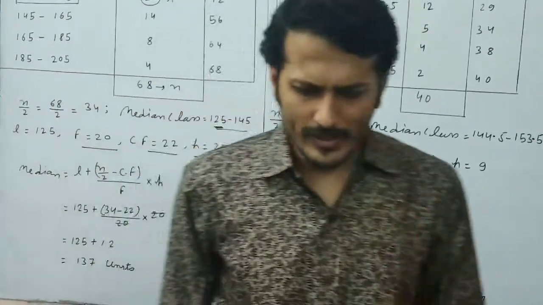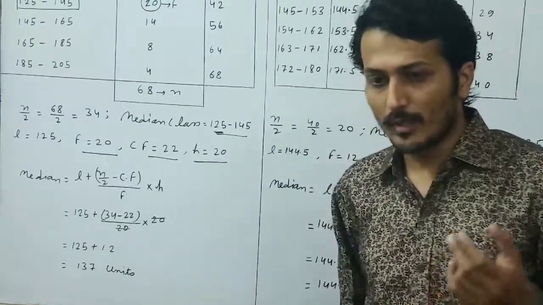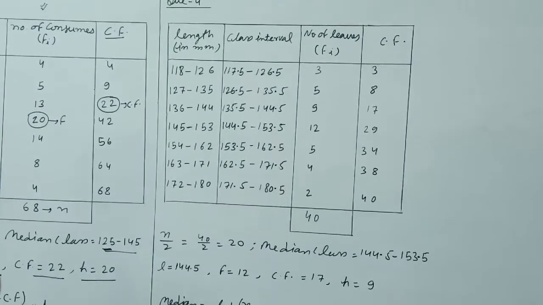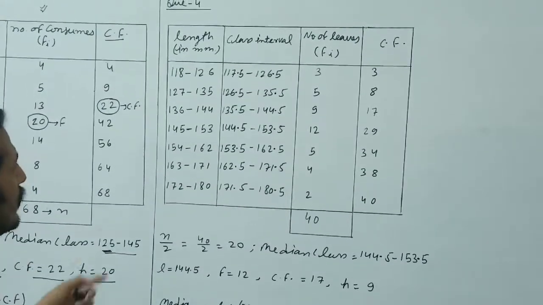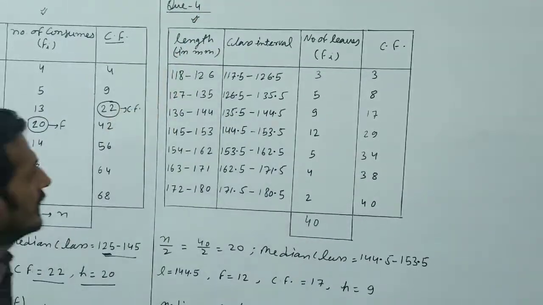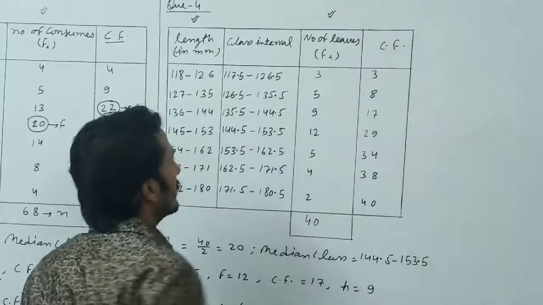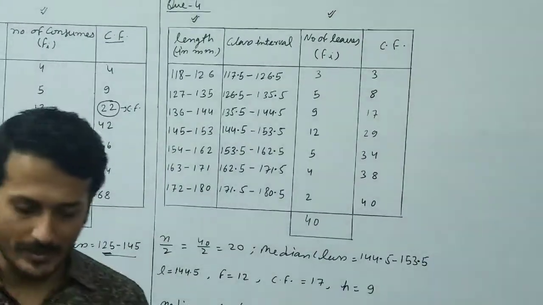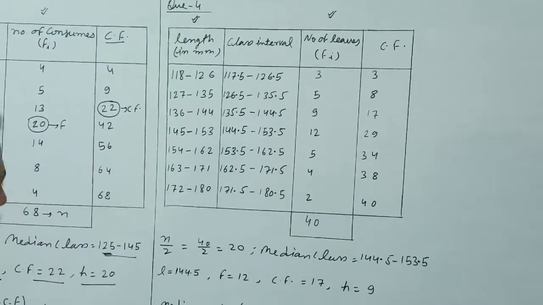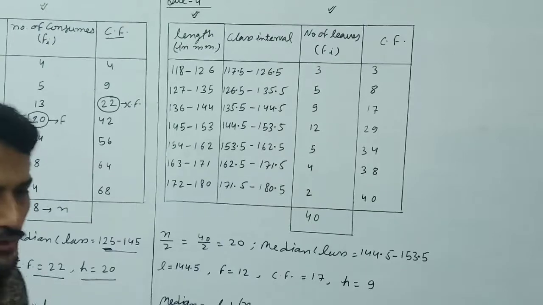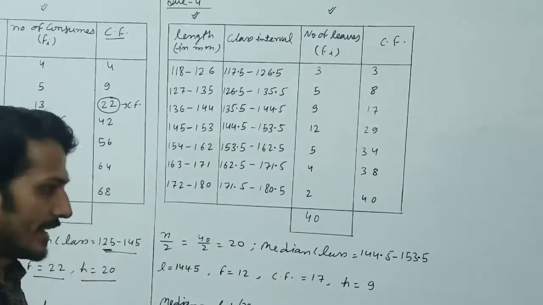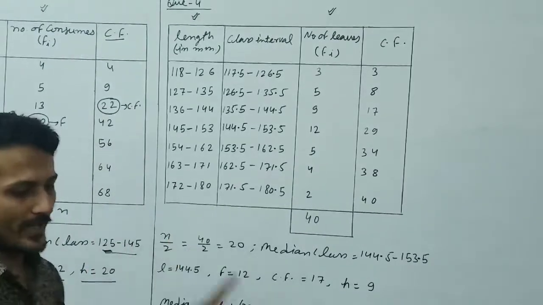Now to understand it better, let's take one more question, question number 4, and the data is for the length of leaves. We are given the class intervals, the length in millimeters, and the number of leaves. First we need to observe that the class intervals given are inclusive data. So first of all we need to convert this data into exclusive data, or we can say we need to find the true limits.